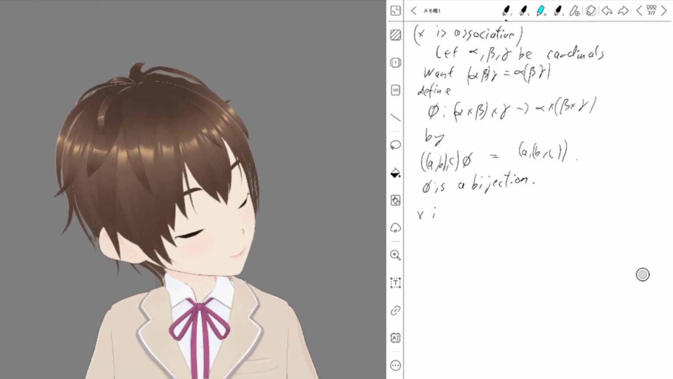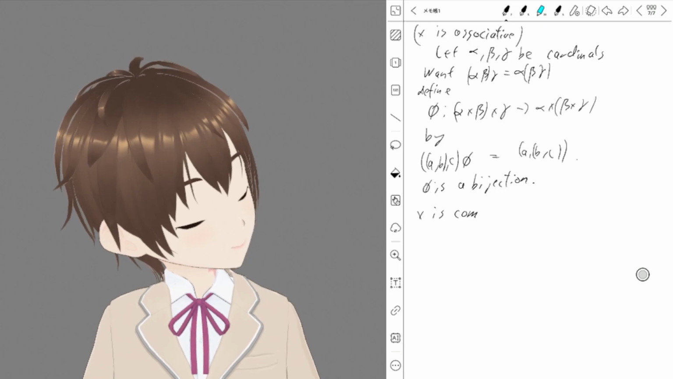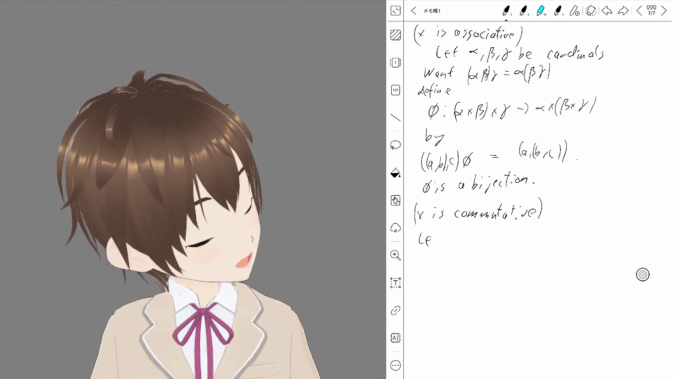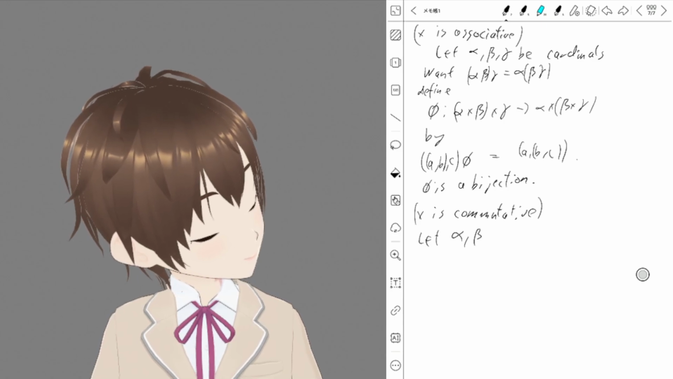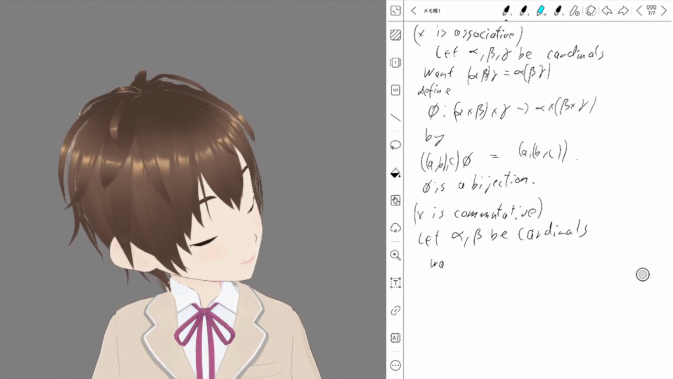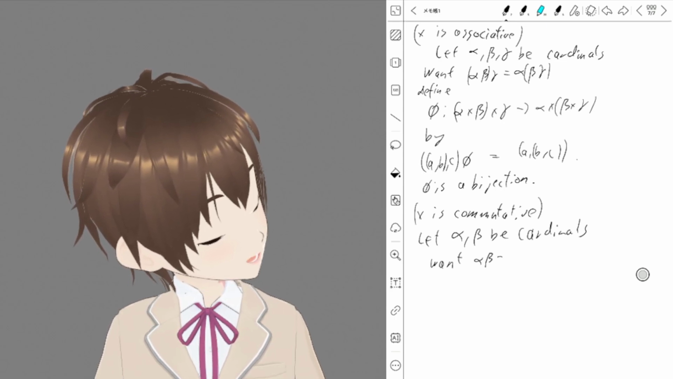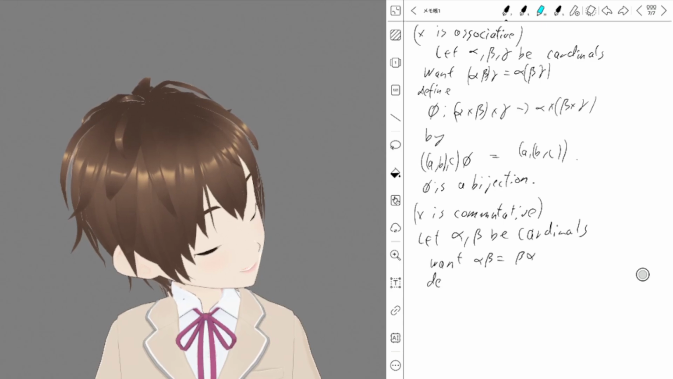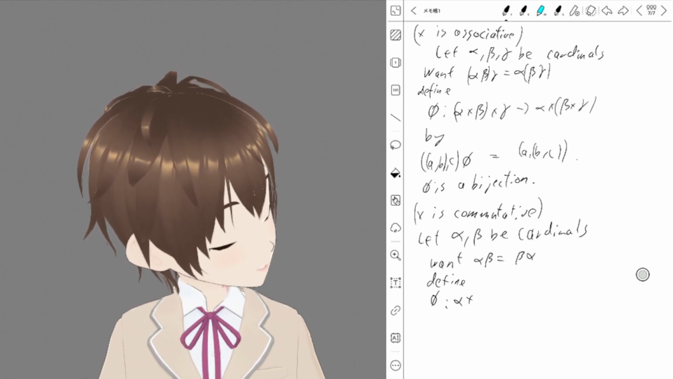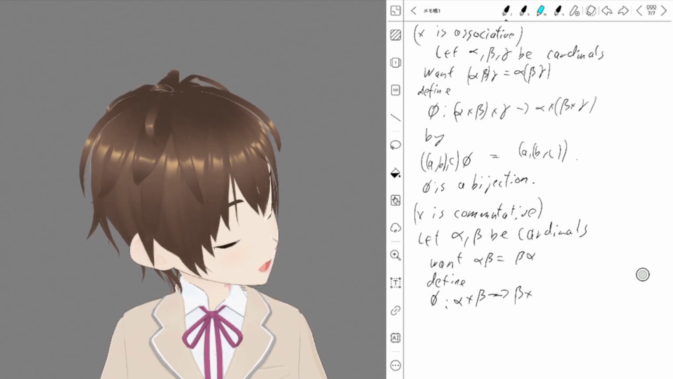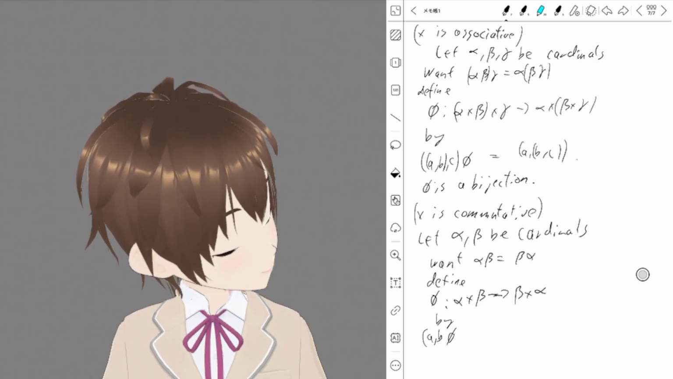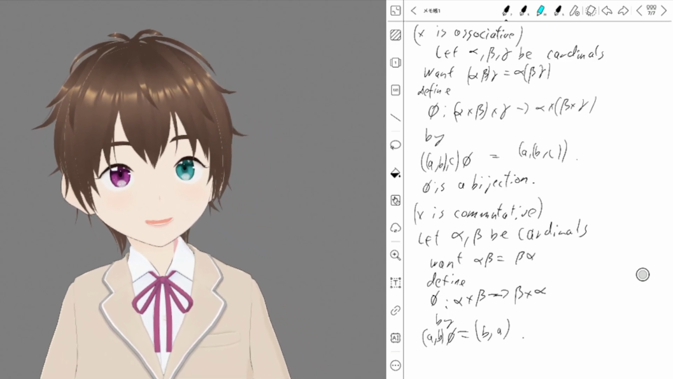Next to do, times is commutative. And we do the same thing. So let alpha and beta be cardinals. But now I want alpha beta equals beta alpha. So define a bijection phi from alpha times beta to beta times alpha by phi of (a, b) is just (b, a). And this is a bijection, so these are the same thing.